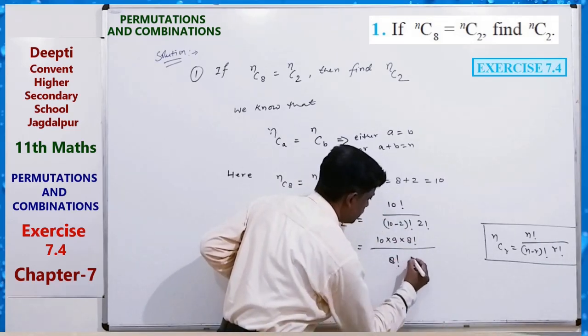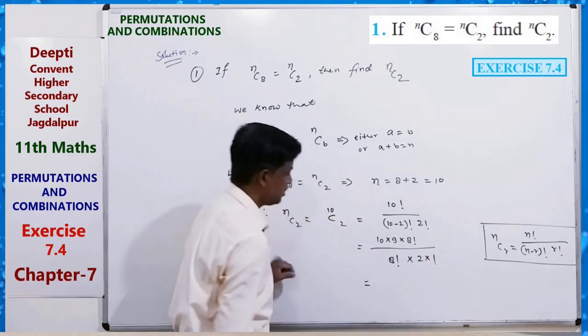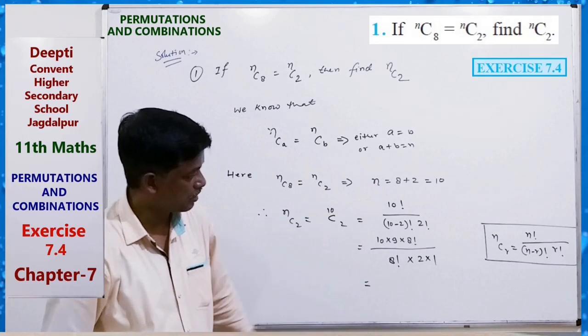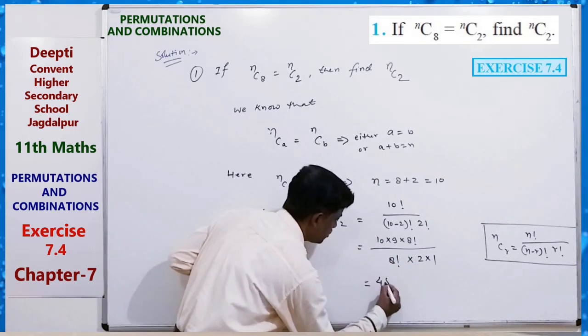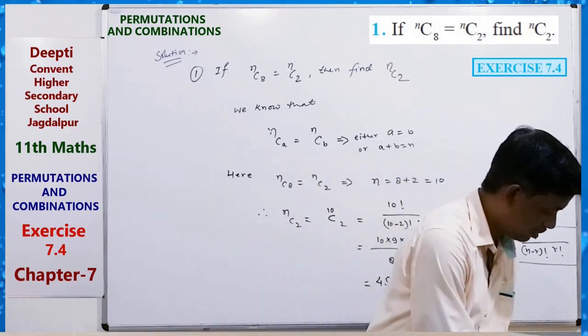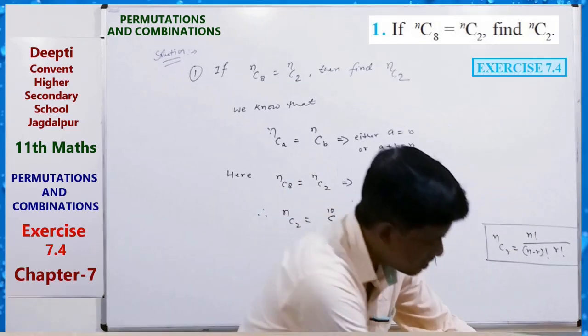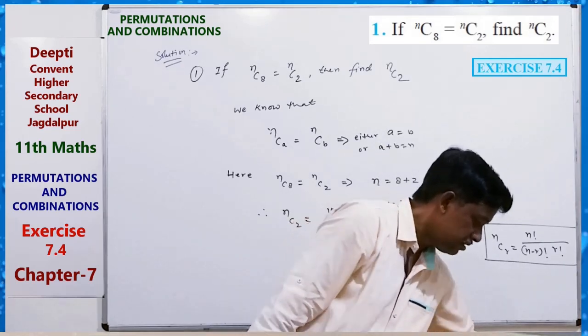8 factorial into 2 into 1. So we can write the answer: 8 factorial, cancel 2, divided by 5, 5 and 45. So 45 is the answer. 7.4, answer 45. Okay. Clear?